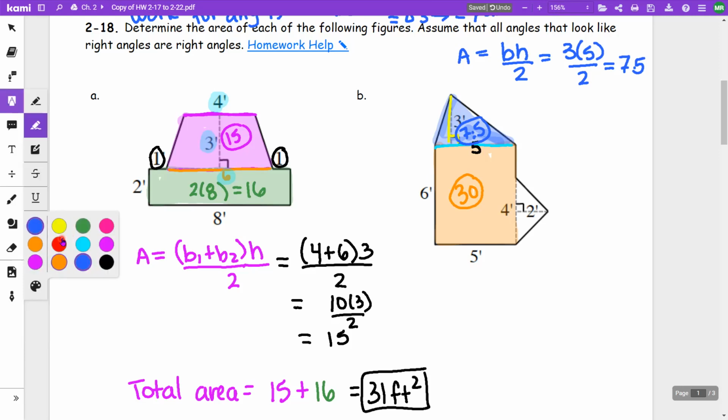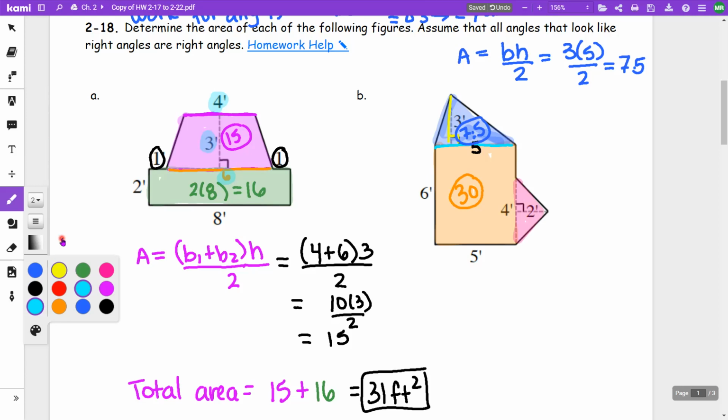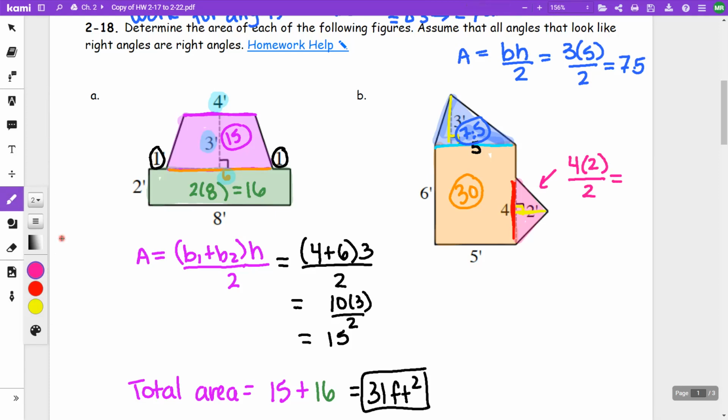Then I have this triangle over here. And this triangle here has 2 as its height. Okay, so this 2 here is perpendicular. Whoops, that's going to be the height of it. And then it says here that this piece here is 4. So for this one, I'm going to take 4 times my height, 2, divided by 2. So that's going to be 4. So this is going to have an area of 4.